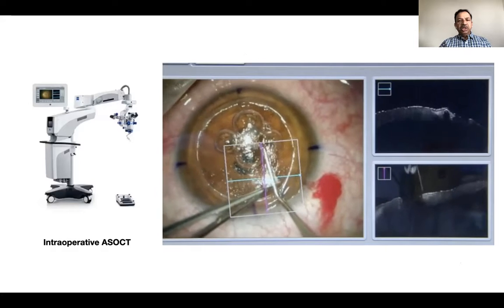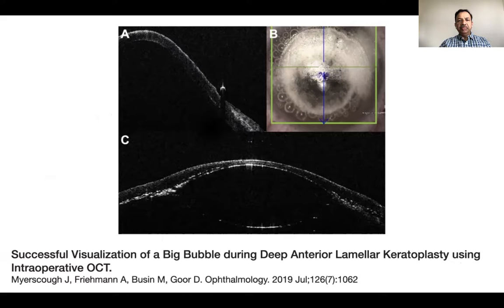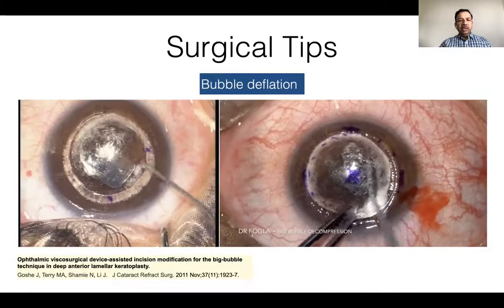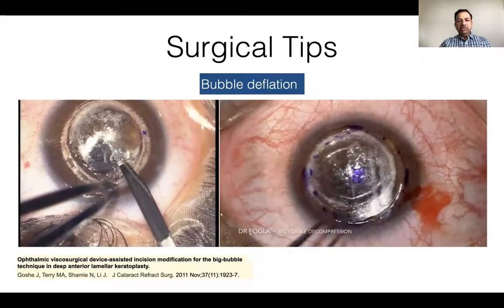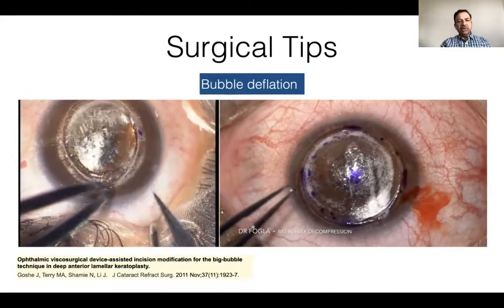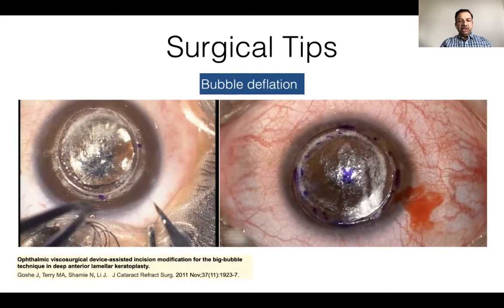This is just to show you the intraop OCT, trying to identify the track before you inject the air. Once you get the bubble, you can also use the intraop OCT to identify the type 1 bubble. You can deflate the bubble using a number 15 blade, but if you apply some viscoelastic on the corneal surface before you deflate it, the escape of air is more controlled and you can avoid perforating the posterior layer.